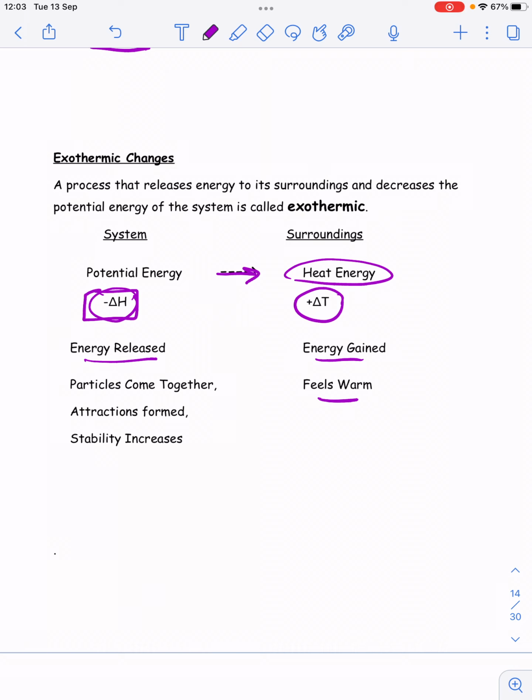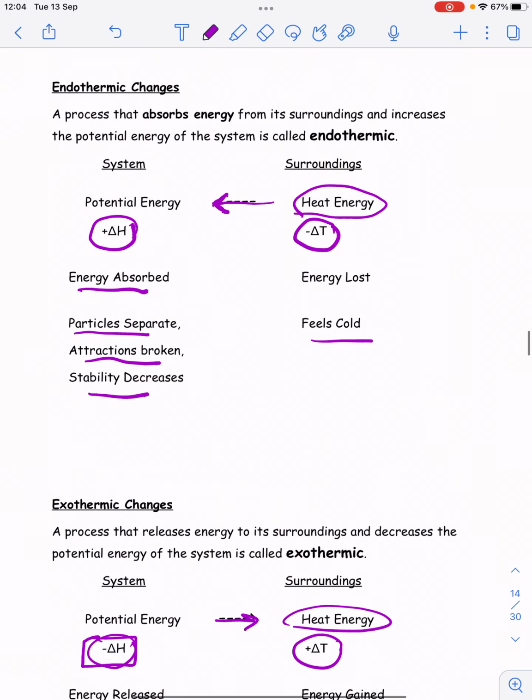And so exothermic changes usually, or pretty much always, involve particles coming together and forming attractions with each other, and in doing so, they become more stable and they release energy in the process. So like when chemical bonds are formed, the atoms come together, the bond is formed, and energy gets released to the surroundings. Whereas in the endothermic process, this would be like the breaking of chemical bonds, which requires energy input to separate the atoms apart, and so energy has to be absorbed to do that.